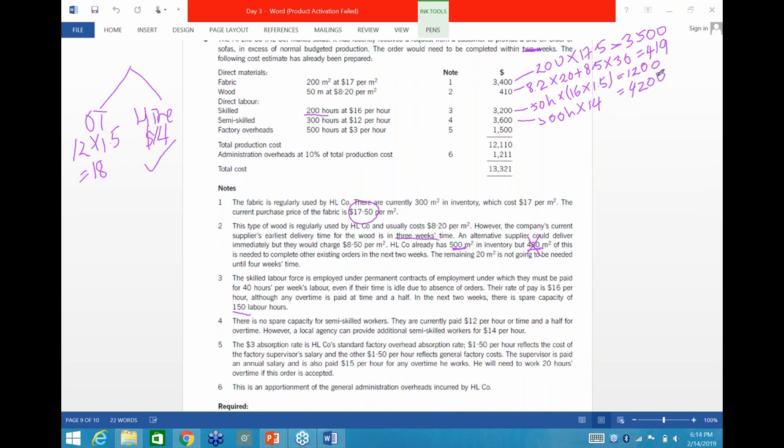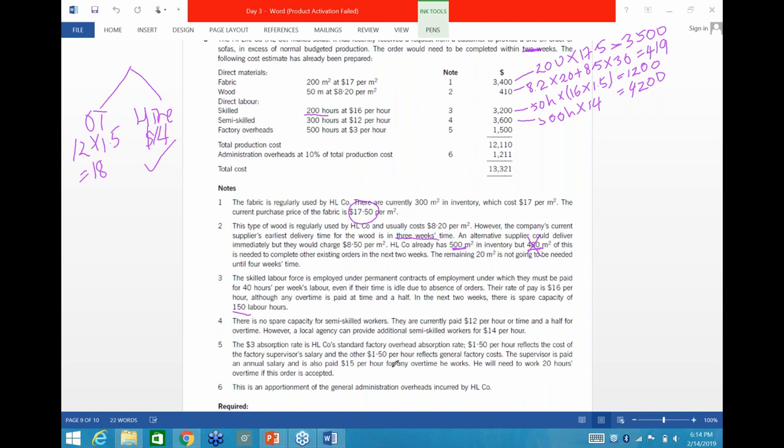The $3 absorption rate is HL company's standard factory overhead absorption rate of 1.5 per labor hour, and reflects the cost of the factory supervisor's salary. The other 1.5 reflects general factory costs. So ideally, if it's a general factory cost, that's not relevant. Supervisor's salary, if it's like a monthly salary, that's not relevant. Let's see. The supervisor is paid an annual salary, which means it's not relevant.